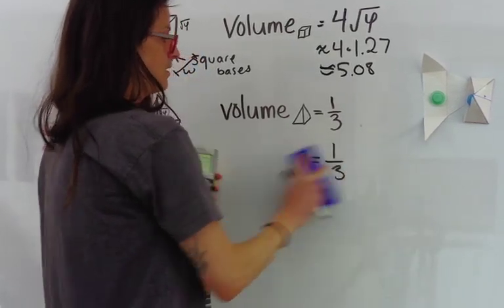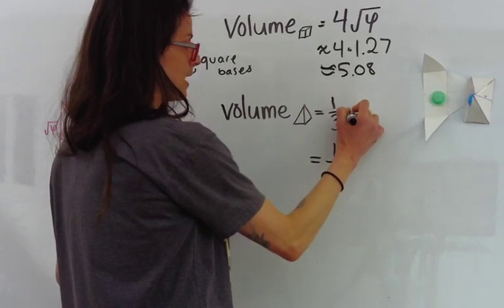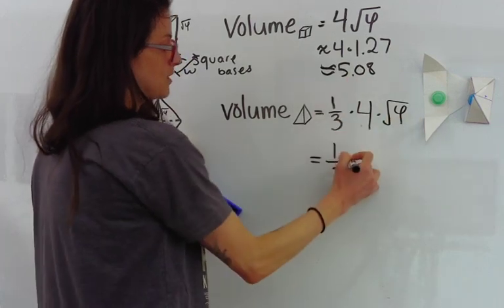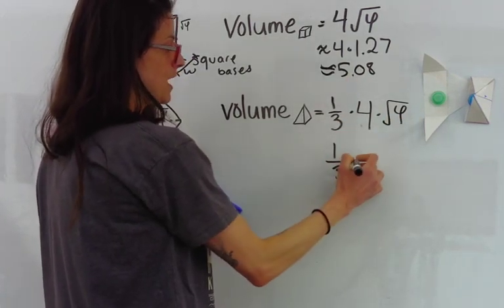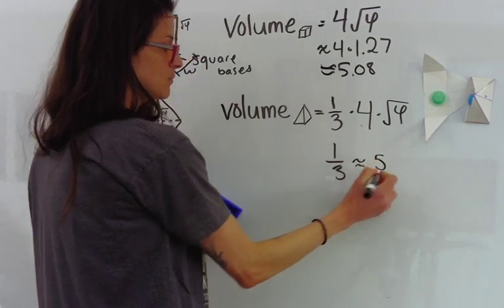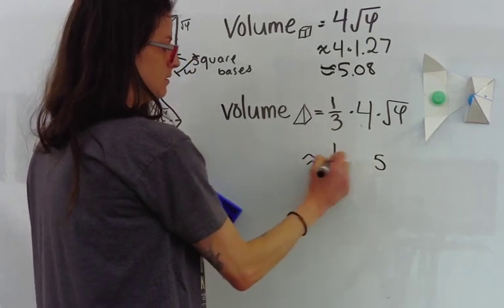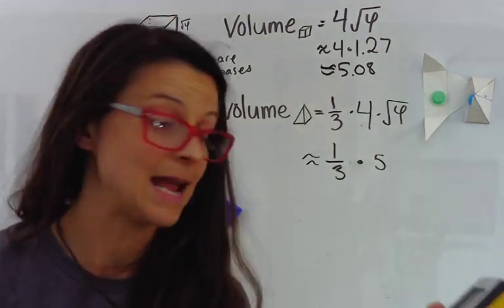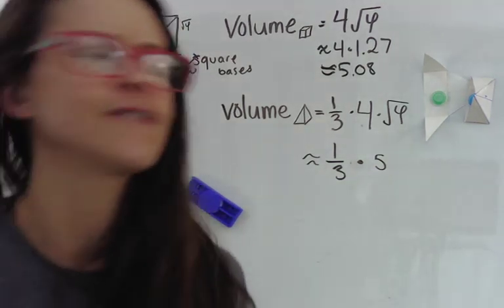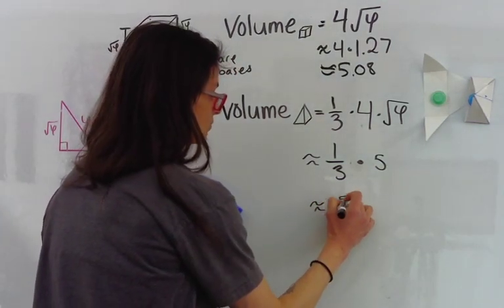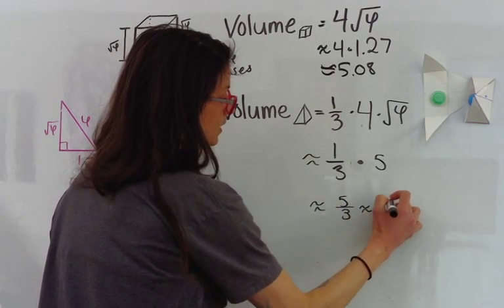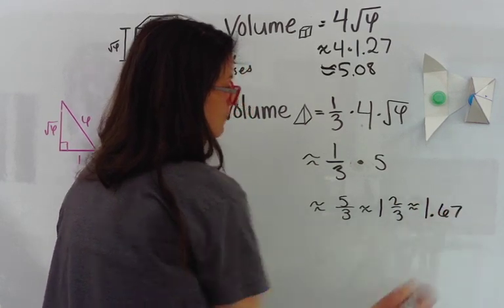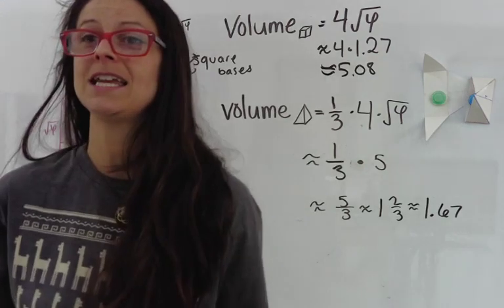So I know that this will be multiplied by the area of the base times the height of the pyramid, okay? And we know that the area of the base is approximately equal to 5. I'm just going to round it to 5 because we talked about the human error component and we're rounding anyway. So what's a third of 5? Equals 5/3, which is equal to 1 2/3, which is approximately equal to 1.67.